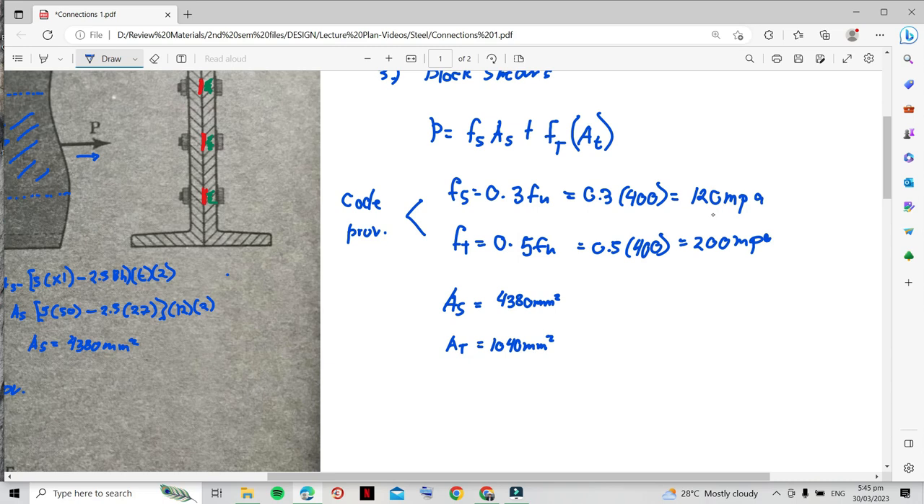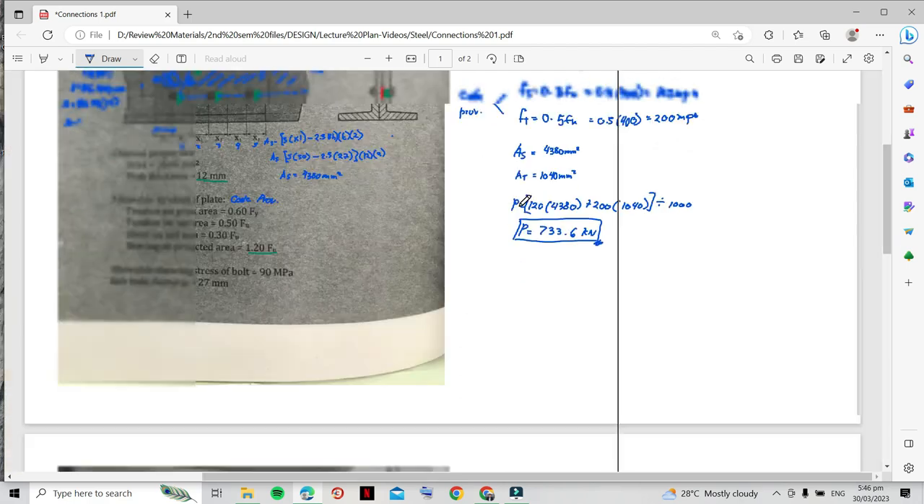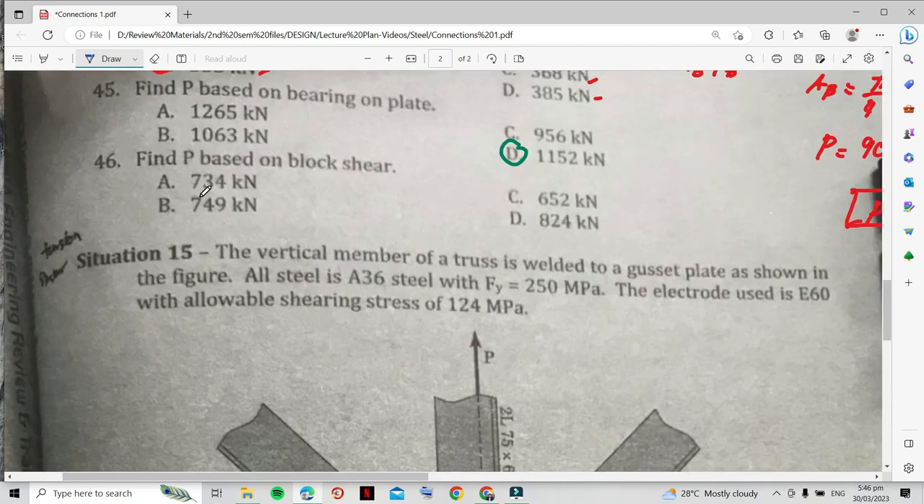So you can substitute to find P. Okay, so P is equal to Fs 120 times AS 4380 plus 200 times 1040. So you have P in newtons. So just divide it by 1000 to find kilonewtons. Okay, after calculating, we have 733.6 kilonewtons. Okay, that's the force we need so that we can achieve block shear failure. So that's approximately 734. So that's the answer.